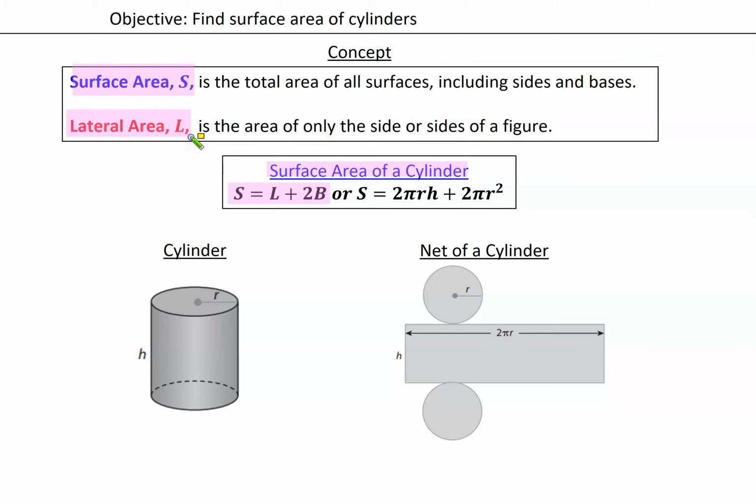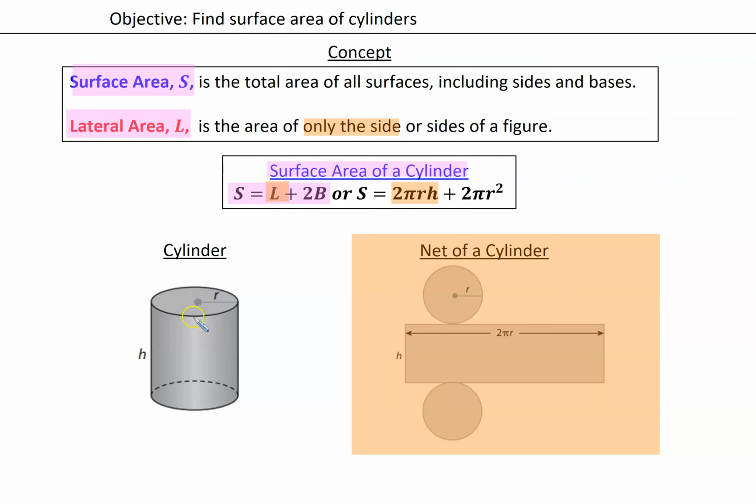Lateral area, the word lateral refers to side area, but in a cylinder, there's technically only one side of a cylinder, and it is curved. So it's kind of interesting here. This is actually what we're looking at when we find the area of that curved side of a cylinder, because if you remember from our first lesson when we talked about nets, the net of a cylinder gives us 2 circles for our 2 bases and a rectangle when we fold out the side and lay it down flat.